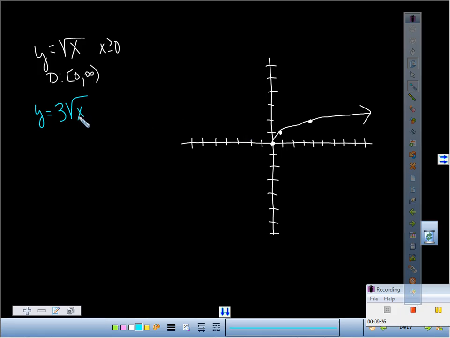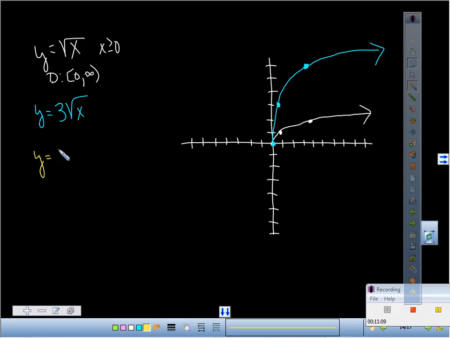What's the square root of 1? 1. What's 1 times 3? 3. So instead of being 1, 1, he's 1, 3. All right? Let's go back to that 4 thing. What's the square root of 4? 2. What's 2 times 3? 6. So at 4, it's at 6, right? Here it was at 0, 0. Doesn't that look exactly like what a vertical stretch should do to it? It just pulled it and stretched it up. Okay, very good. Let's try another one.